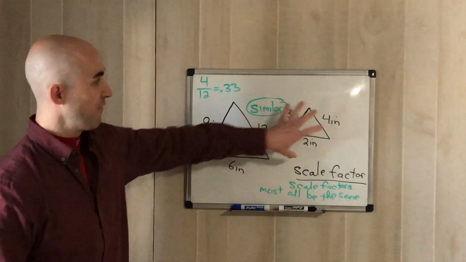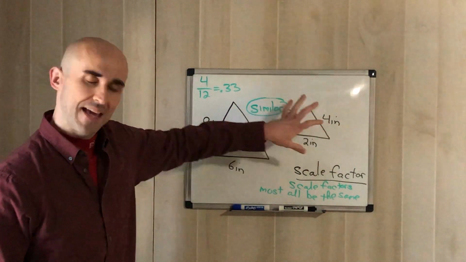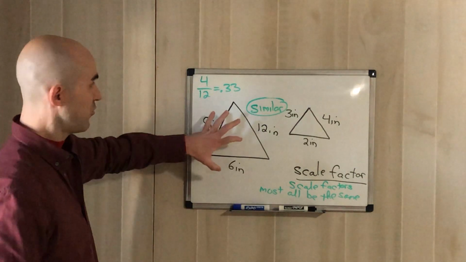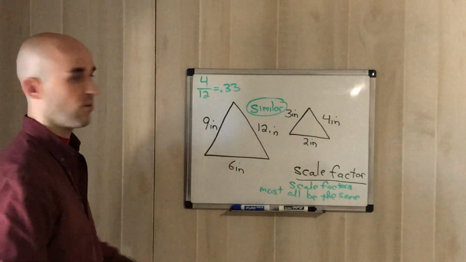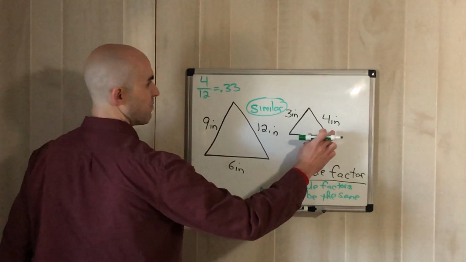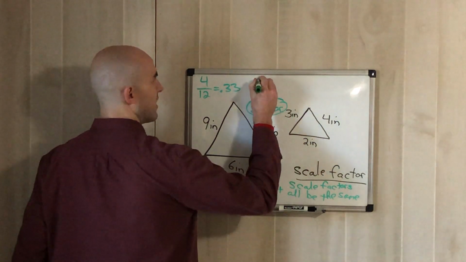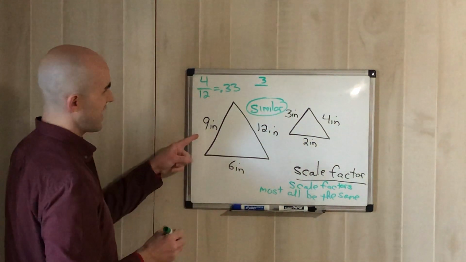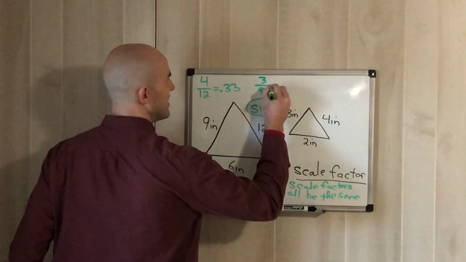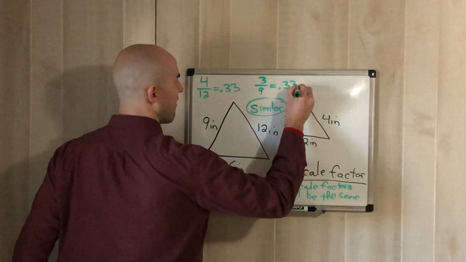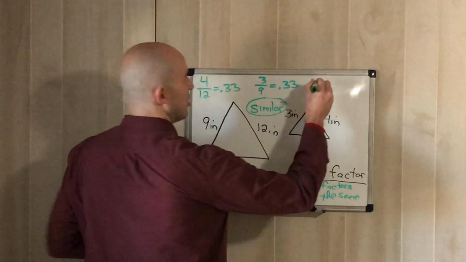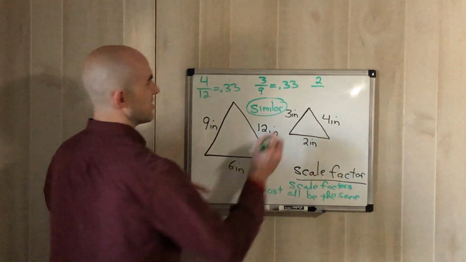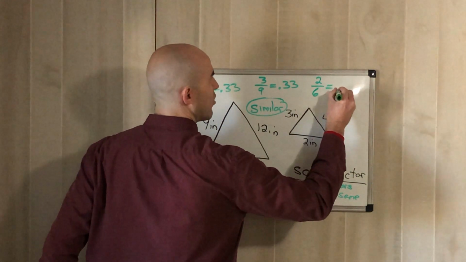And now always remember, if you start with the small triangle, keep starting with the small triangle. If you start with the big triangle, keep starting with the big triangle. The next side would be, again, the middle side is 3. The middle side here is 9. 3 divided by 9 is 0.33, right? Smallest side here is 2. Smallest side here is 6. 2 divided by 6 is 0.33.